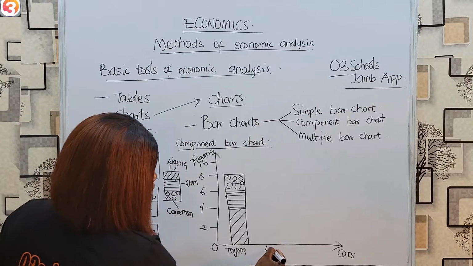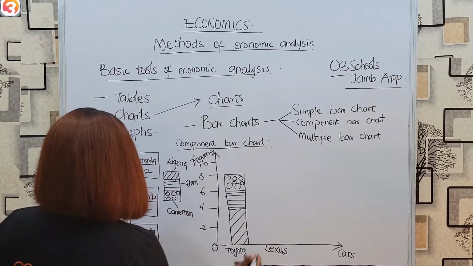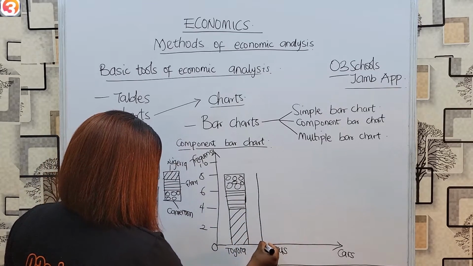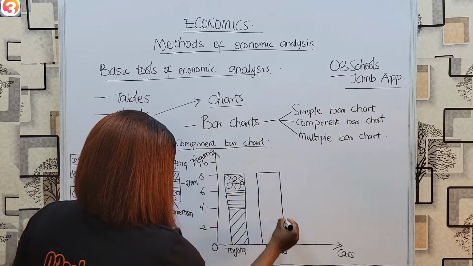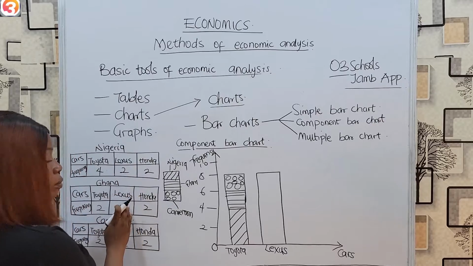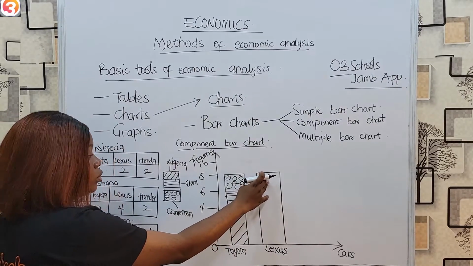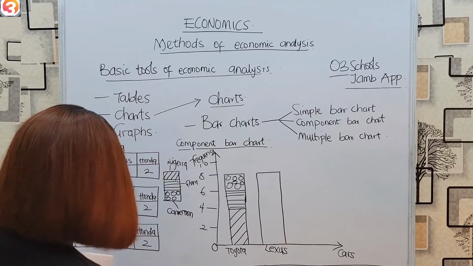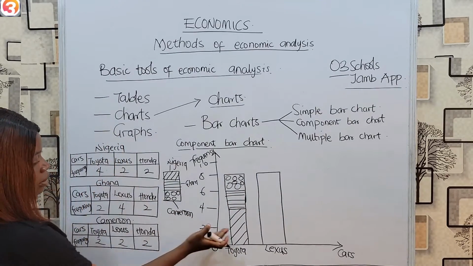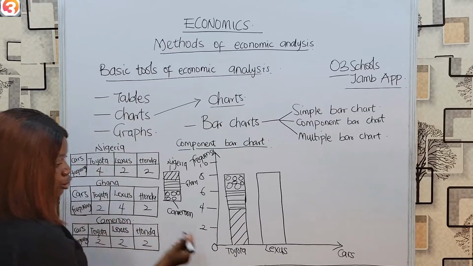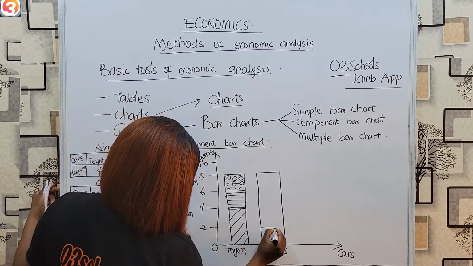Let's look at Lexus. I hope you're already very familiar. So this is 8. So we can see, draw directly from here. When we add the frequency, 2 plus 4 is 6. 6 plus 2 is what? 8. So we already know that our bar is standing at 8. So now we start with Nigeria at first. So let's look at it now. Lexus in Nigeria is 2. So we trace our 2 and then we mark it.